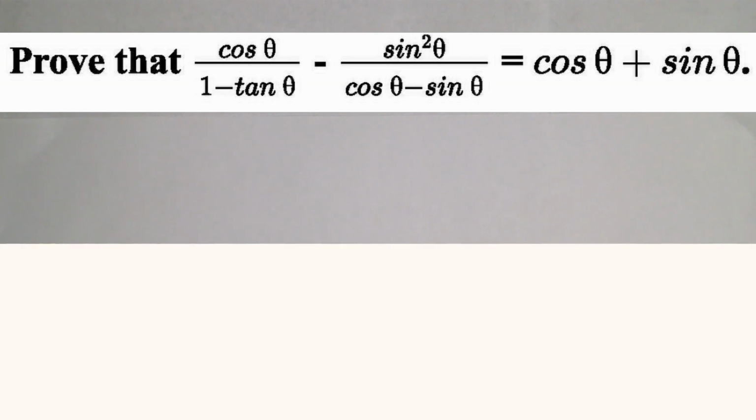Here is the question. Prove that cos theta by 1 minus tan theta minus sin square theta by cos theta minus sin theta is equal to cos theta plus sin theta. Here we have to prove that left hand side is equal to right hand side. So first write left hand side.